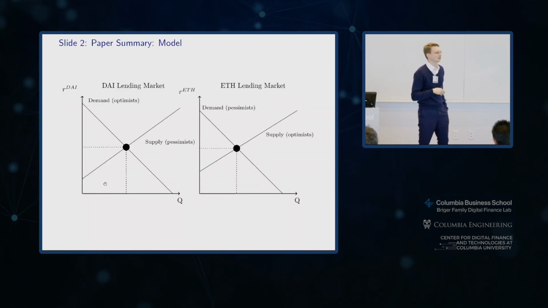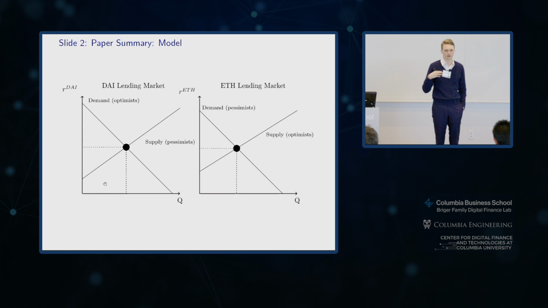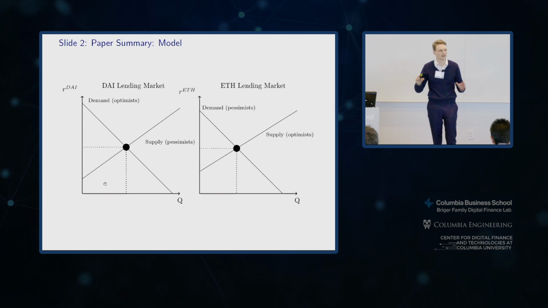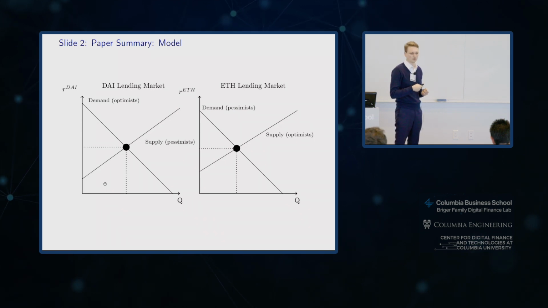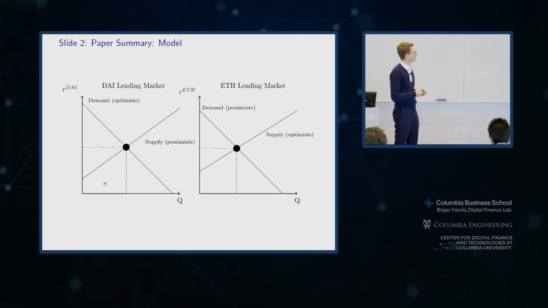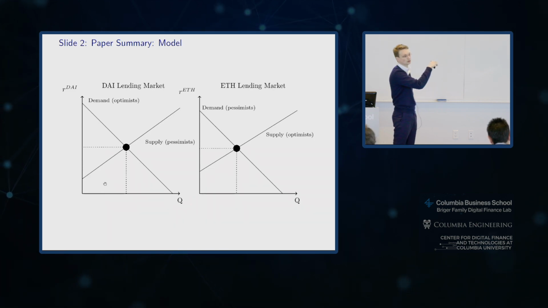So I tried to summarize what I think is the main intuition of the model with just a couple of graphical representations. We really have two markets: one market for borrowing DAI, the stablecoin, and one market for borrowing Ethereum. I'm starting from the most basic economic graph of supply and demand. Demand here is driven by the optimists that want to borrow DAI in order to take some leverage. On the other side, the supply is coming from the pessimists that are willing to lend the stablecoin. So you have demand and supply, you have an equilibrium, and you have a price and quantities that are determined.